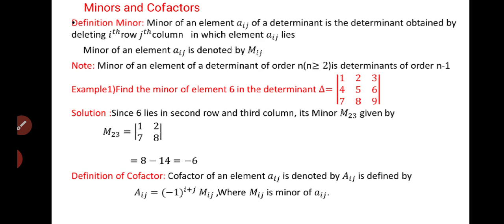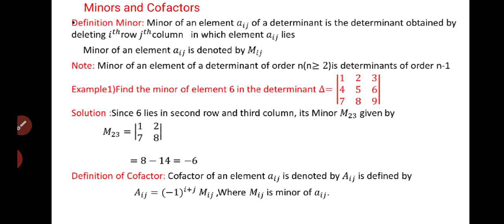In this section, we will learn to write the expression of a determinant in the form of minors and cofactors. Let us start with the definitions one by one.